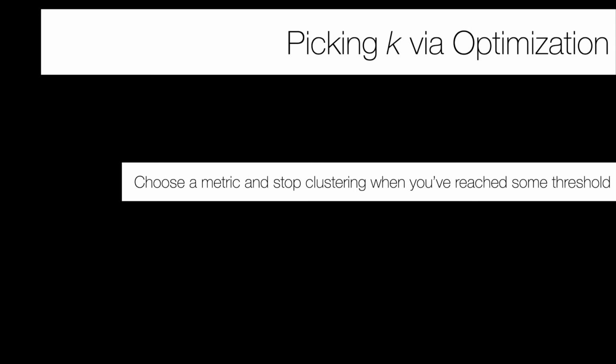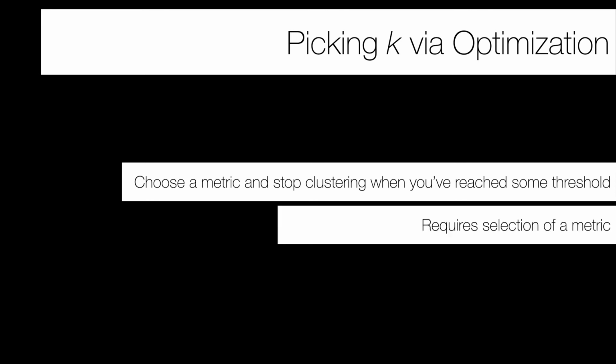Ultimately, though, you still have to pick something. So in the case of the pre-specified k, you have to pick k. In the case of optimization, where you allow the optimization to pick your k for you, you still have to choose some metric that you want to optimize for. Whether that be modularity, or whether that be some intercluster distance, or something else, you have to choose that too.